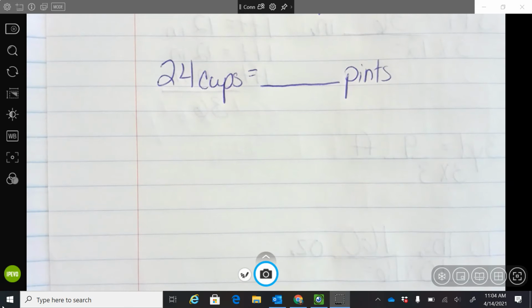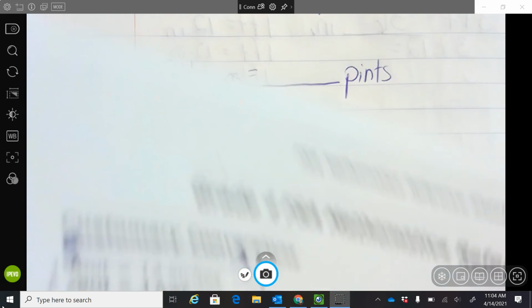How many pints is that? So what you're going to do is you're going to look on your chart, and you're going to look for something where it says cups to pints.